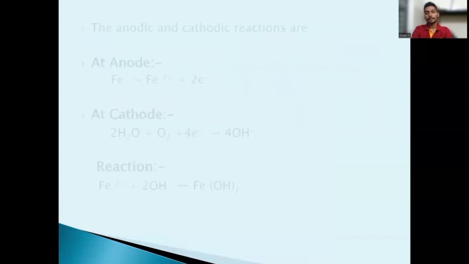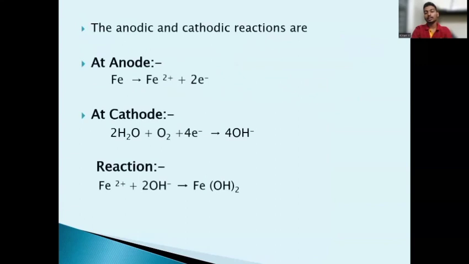Anodic and cathodic reactions are as follows. At anode, metal oxidizes and gives a metal ion and electron. At cathode, water combines with oxygen and gives hydroxides. The net reaction is when iron metal reacts with hydroxide and gives a metal oxide.